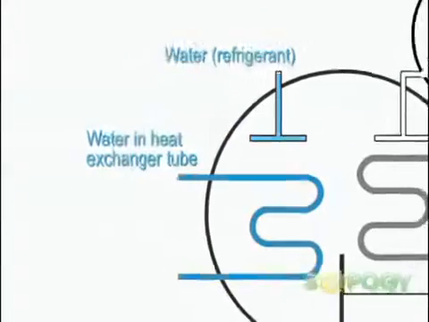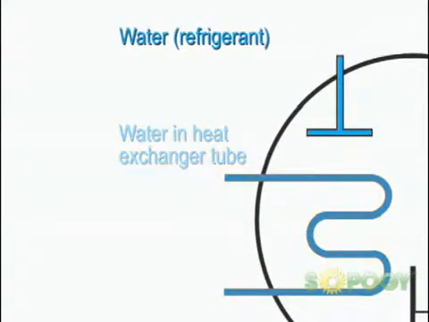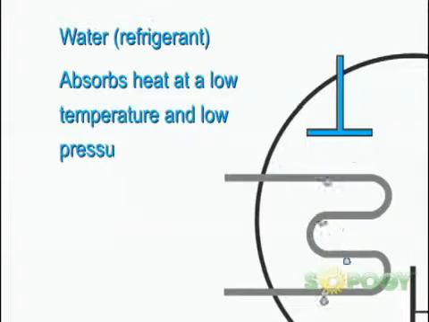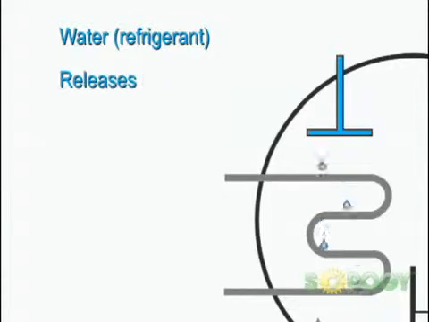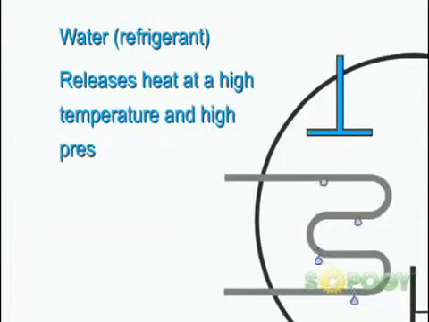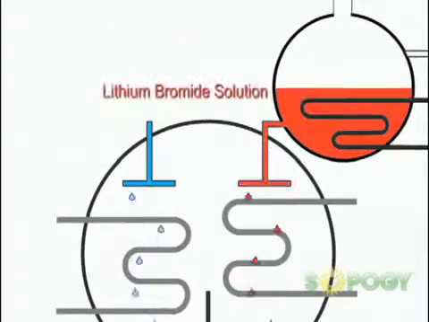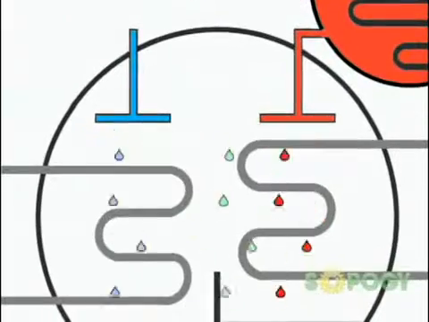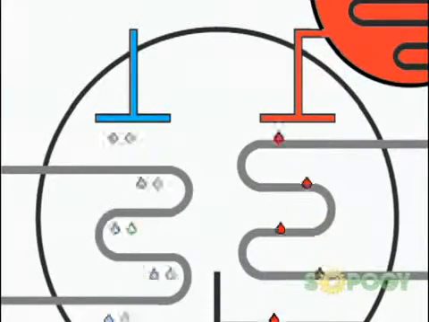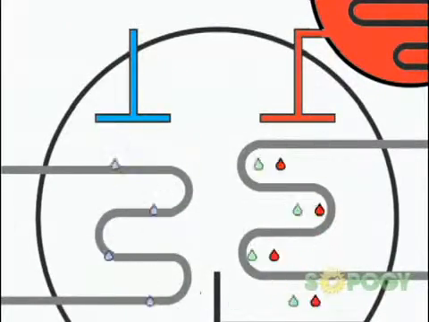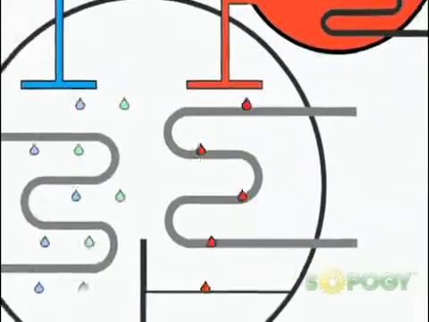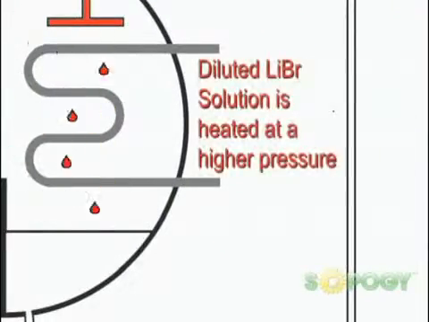In these systems, water, the refrigerant, absorbs heat at a low temperature and low pressure during evaporation and releases heat at a high temperature and high pressure during condensation. Lithium bromide solution, which acts as the absorbent, is used to absorb the vaporized refrigerant. The evaporation of the refrigerant takes place at a low pressure. The diluted solution, which contains the absorbed refrigerant vapor, is heated at a higher pressure.